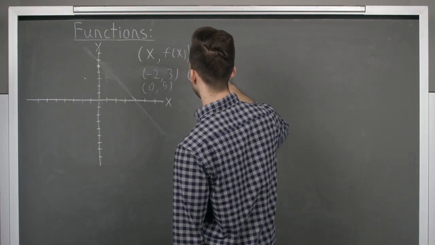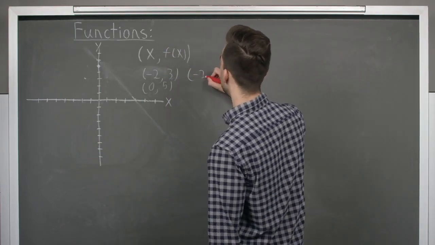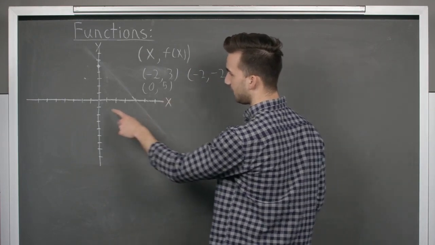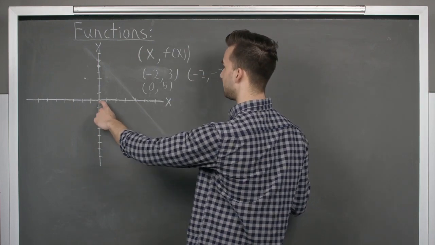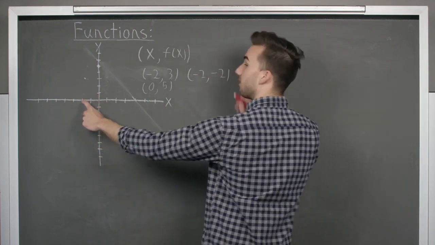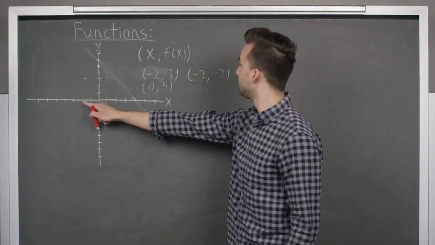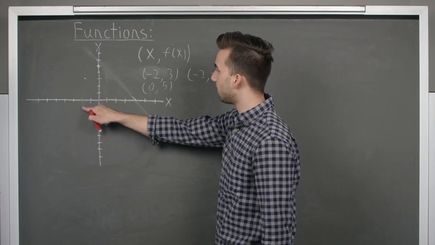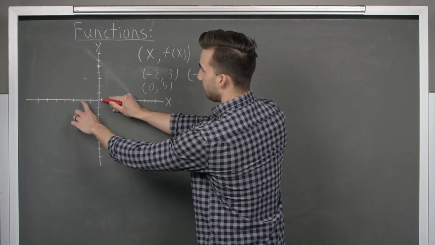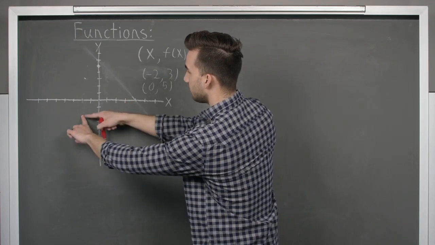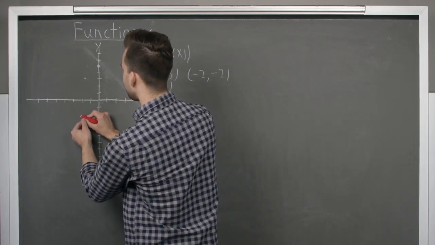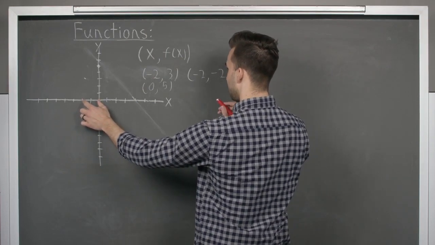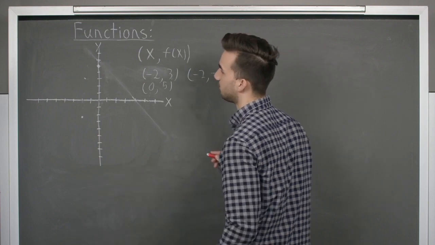Let's say we wanted to do -2, -2. So once again, our x value is -2, so we count over 2 ticks to the left, 1, 2, and then our y is also -2, so we need to count down the y-axis 2 ticks. So 1, see, we went down 1, 2. Okay, so this is our point. Once again, because it's 2 ticks to the left on the x-axis, and it's 2 ticks down on the y-axis.